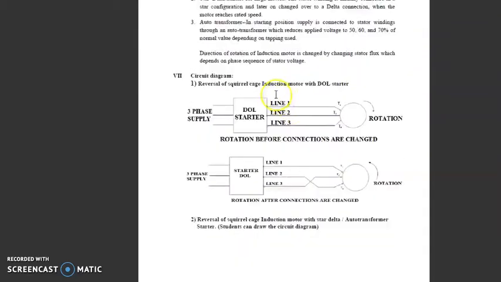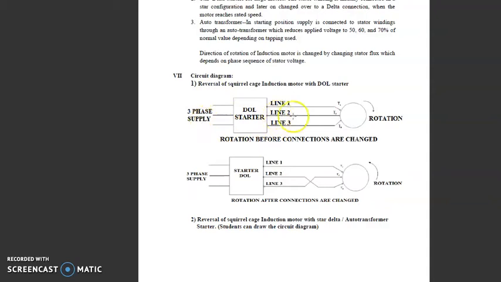In the first case we are assuming reversal of the squirrel cage induction motor with the DOL starter, a direct online starter. So we are using the DOL starter for this experiment, to check the direction of rotation of the three-phase squirrel cage induction motor. This is the three-phase squirrel cage induction motor, and it is connected to the DOL starter. The whole system is connected to a three-phase 440 volt 50 Hz AC supply.